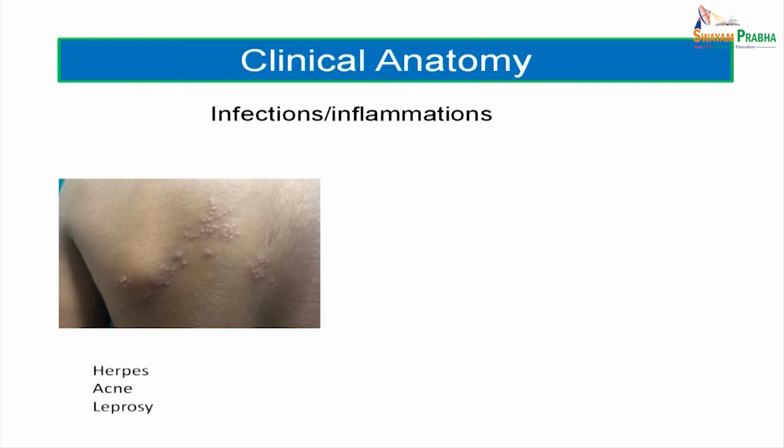The other infections include acne, which is inflamed sebaceous glands, and more so you find it in the forehead, around the mouth, etc. These are nothing but infected sebaceous glands. We also have an infection by the lepra bacilli, which can affect the spinal nerves and cause sensory loss along the dermatomes, so there is segmental sensory loss over the skin. These are some of the infections which can affect the skin.